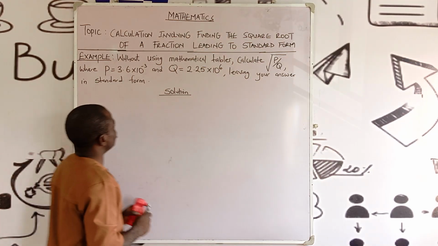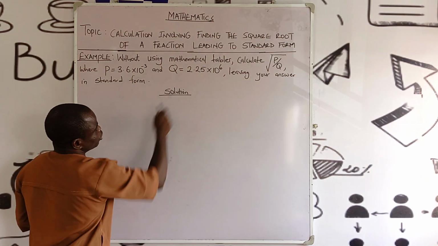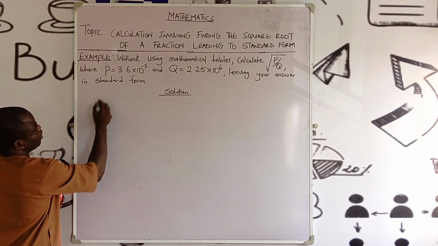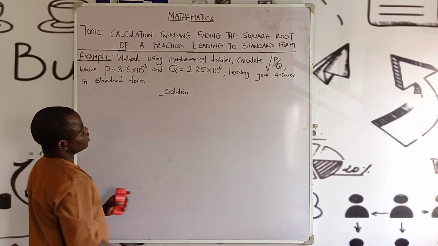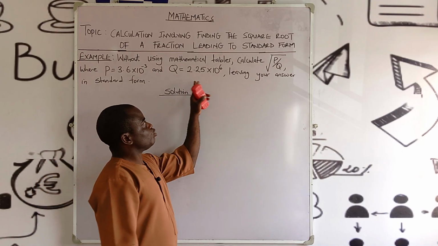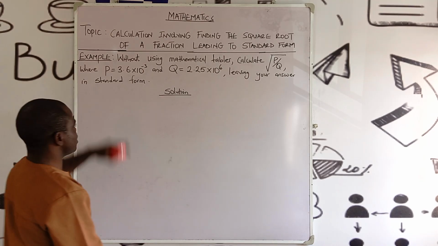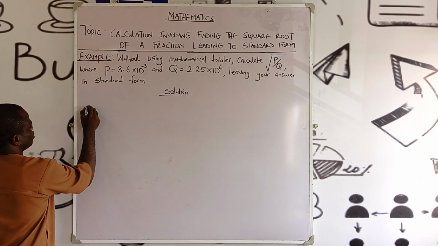Let's see what's on the board. We are asked to calculate the square root of p over q, and we are given p to be 3.6 times 10 to the power minus 3, q to be 2.25 times 10 to the power 6, leaving your answer in standard form.